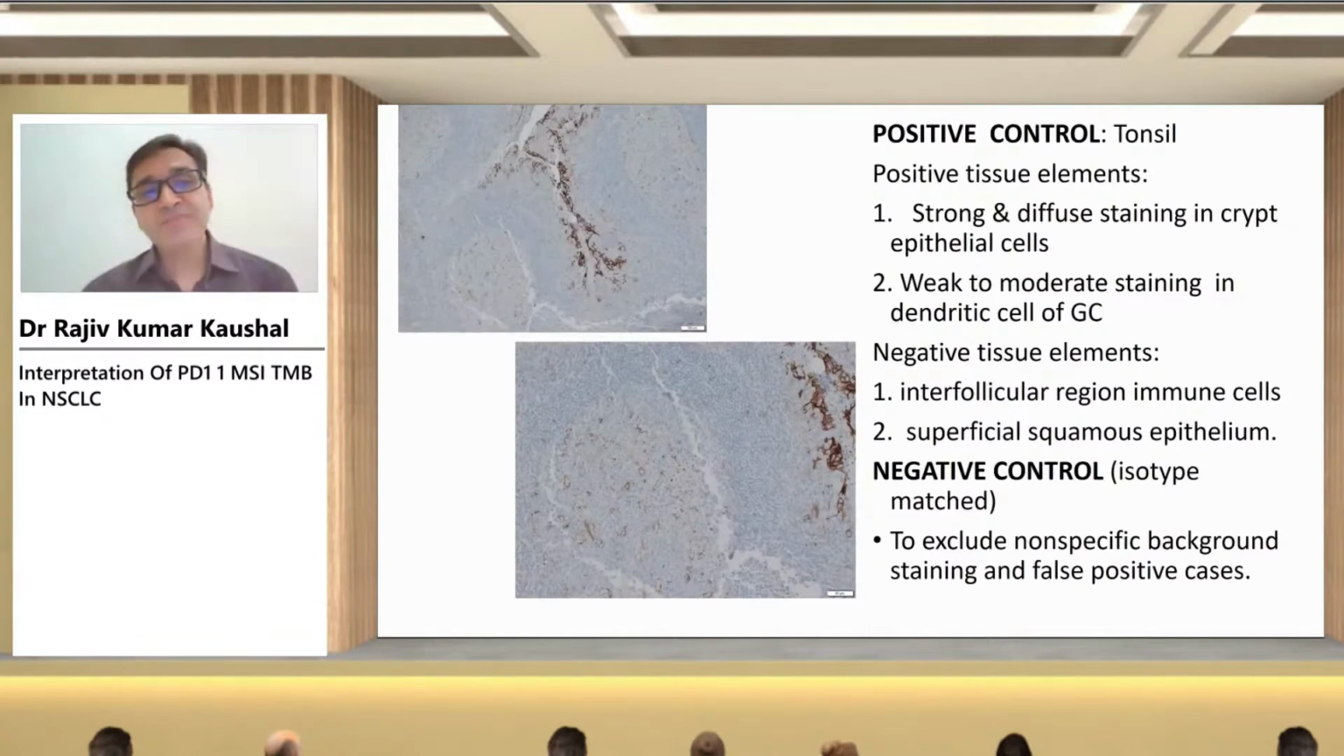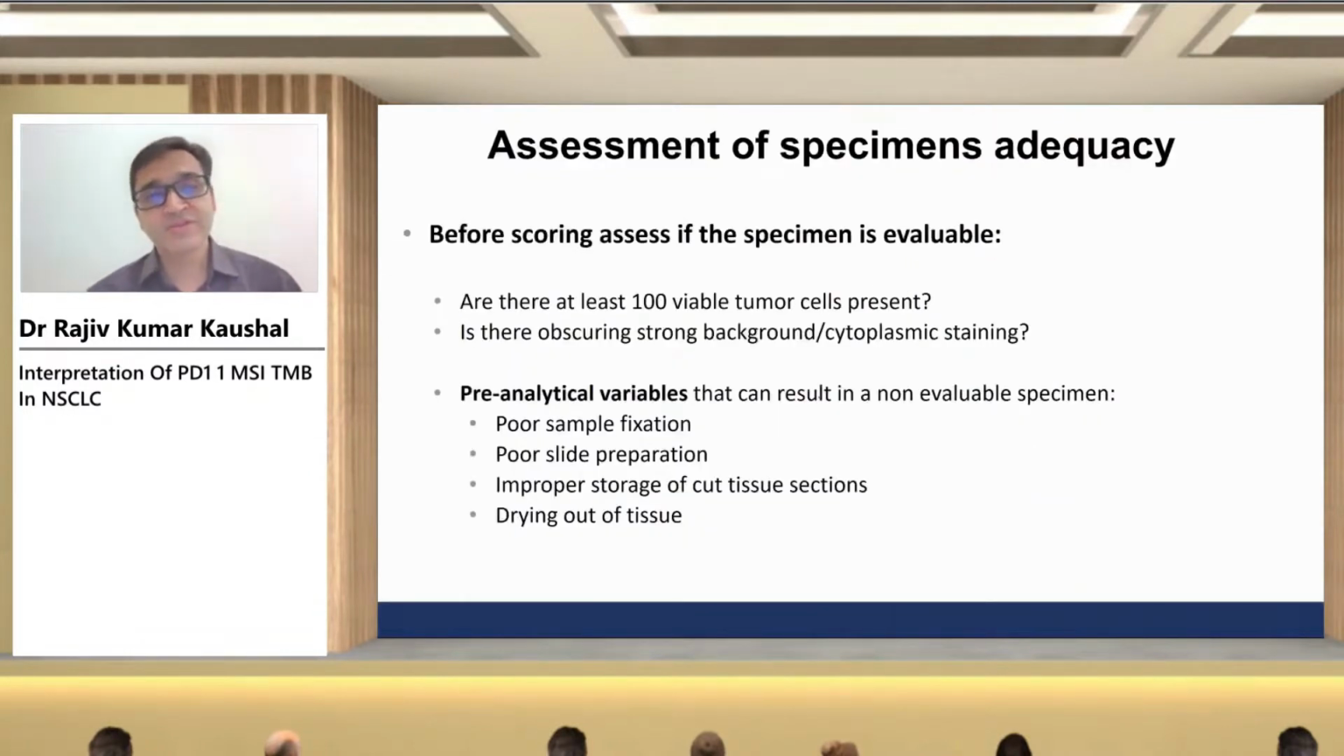As I mentioned, first you have to look into the controls, and the control tissue which is used is the tonsil. Why is the tonsil used? Because it shows variable staining: strong staining in the crypt epithelium and weak staining in the dendritic cells. This helps to predict the variable staining seen in normal tissue when we deal with tumor cases. As for the minimum number of cells, there should be a minimum of 100 viable tumor cells. Only then should you do the evaluation.